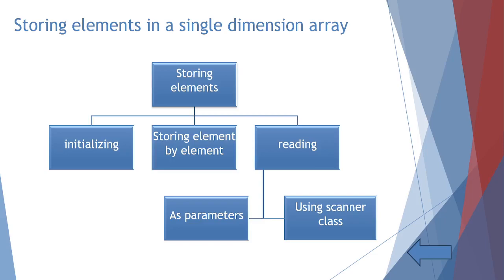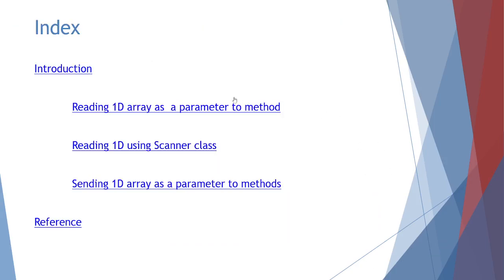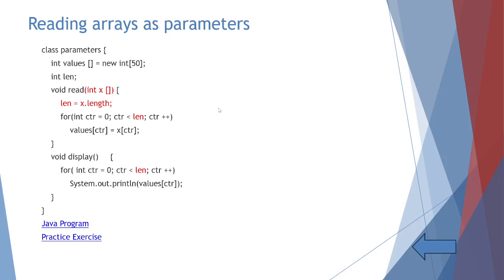Let's start. Storing elements can be done in three different ways: initializing, storing element by element, and reading. In the previous video, I discussed initializing and storing element by element. In this video, I'll discuss reading arrays as parameters and reading arrays using the scanner class. Reading a 1D array as a parameter.